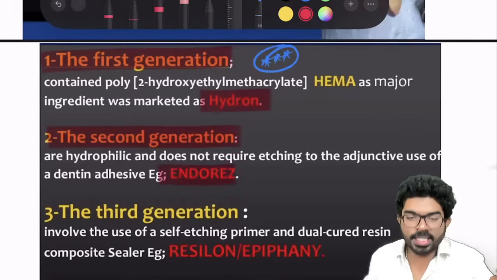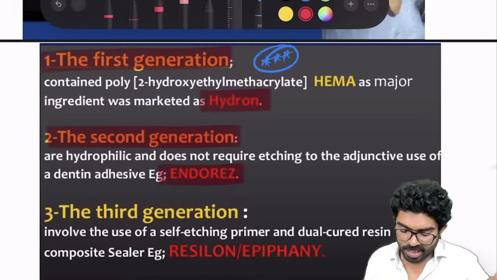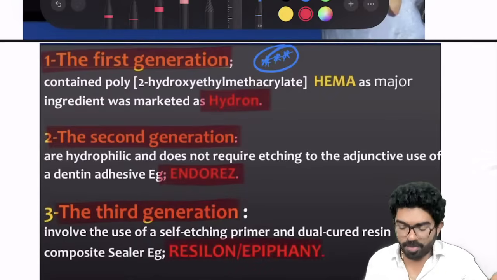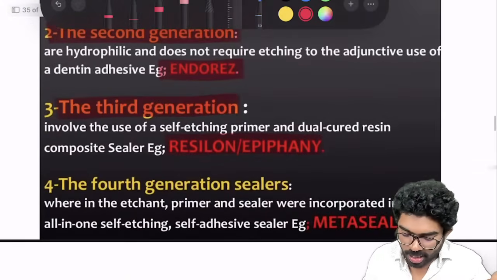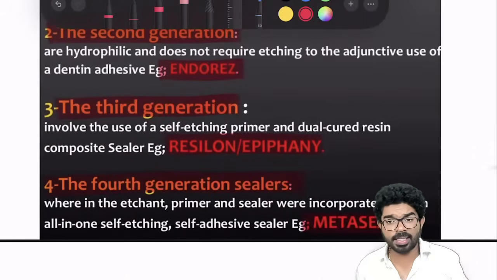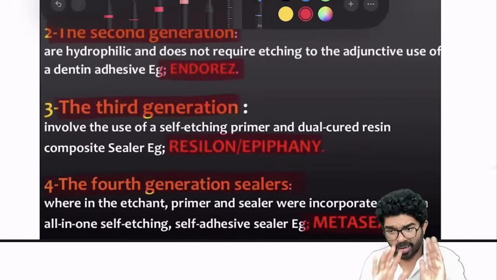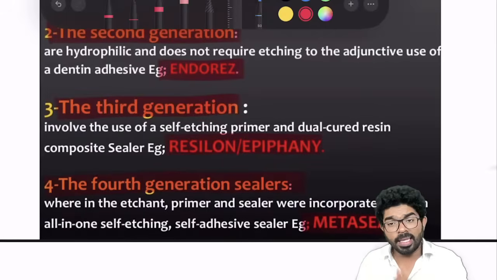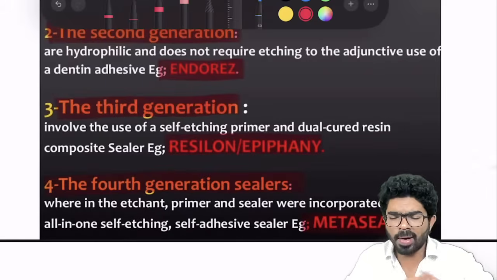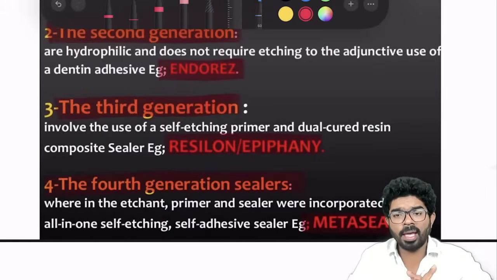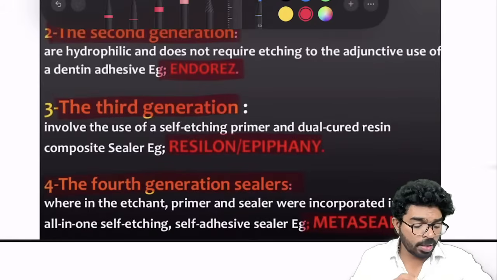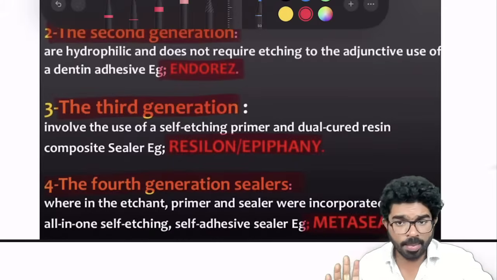Endoris comes under second generation. Then the third generation is Epiphany and Resilon, and the fourth generation is Metasil. So don't get confused with the generations of bonding agents in operative dentistry. Generations of bonding agents used in endo are slightly different. Conceptually they are the same, but example wise it is different. Endoris and Epiphany were questions already given in the examinations.